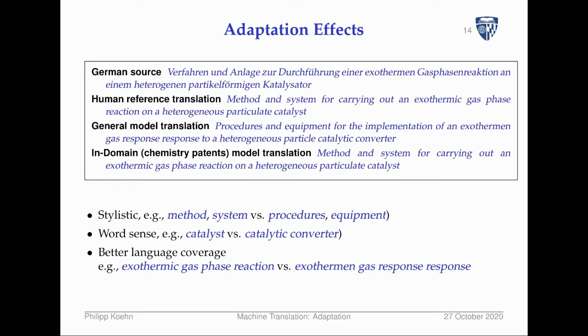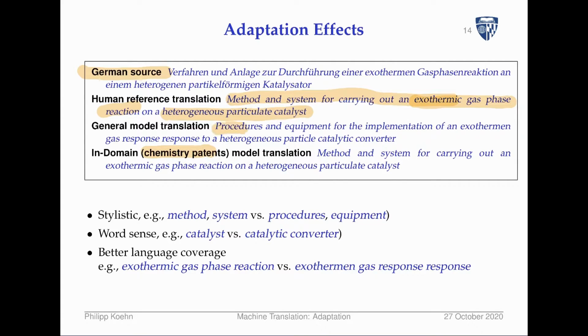Okay, let's take a look at one example of how a general domain model might differ from a specifically trained in-domain model for chemical patents. Here's the German source sentence, Verfahren und Anlage zur Durchführung and so on and so on. And you have the human reference translation: method and system for carrying out an exothermic gas phase reaction on a heterogeneous particle catalyst. And you see here the general translation model struggling with that.